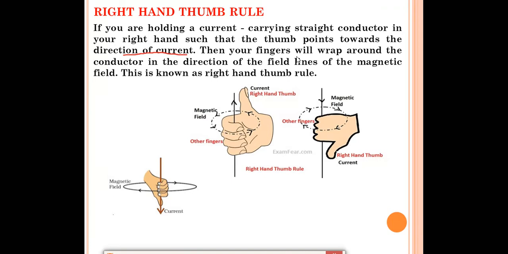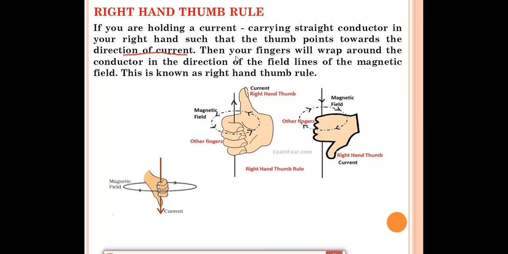Then your fingers will wrap around the conductor in the direction of the field lines. The fingers which are wrapped around the conductor, what are they showing? They are showing the direction of the magnetic field lines of the magnetic field. This is known as the right hand thumb rule.